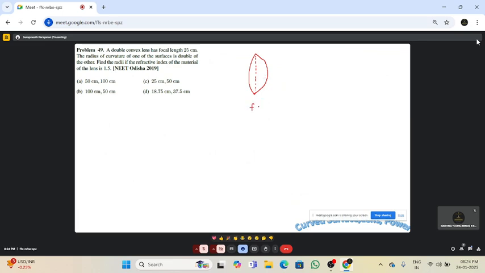The focal length f is equal to 25 centimeter. Radius of curvature on one of the surfaces is equal to double, 2 times, of the other, r2. Find the radii. The refractive index of the material of the lens is 1.5. So mu is equal to 1.5.